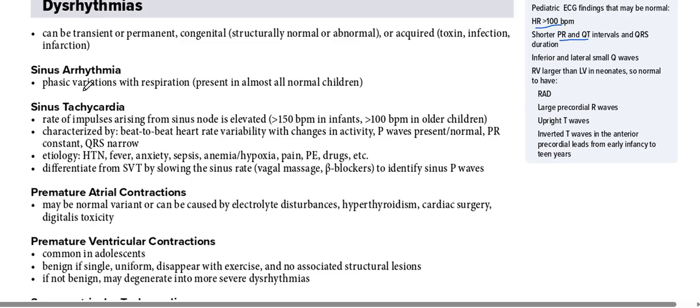Sinus arrhythmia is a phasic variation with respiration. Sinus tachycardia is when the rate of impulse arising from the sinus node is elevated, more than 150 in infants and more than 100 in older children. It is characterized by beat to beat heart rate variability, P waves present and normal, PR constant. Not very important to remember all this stuff.